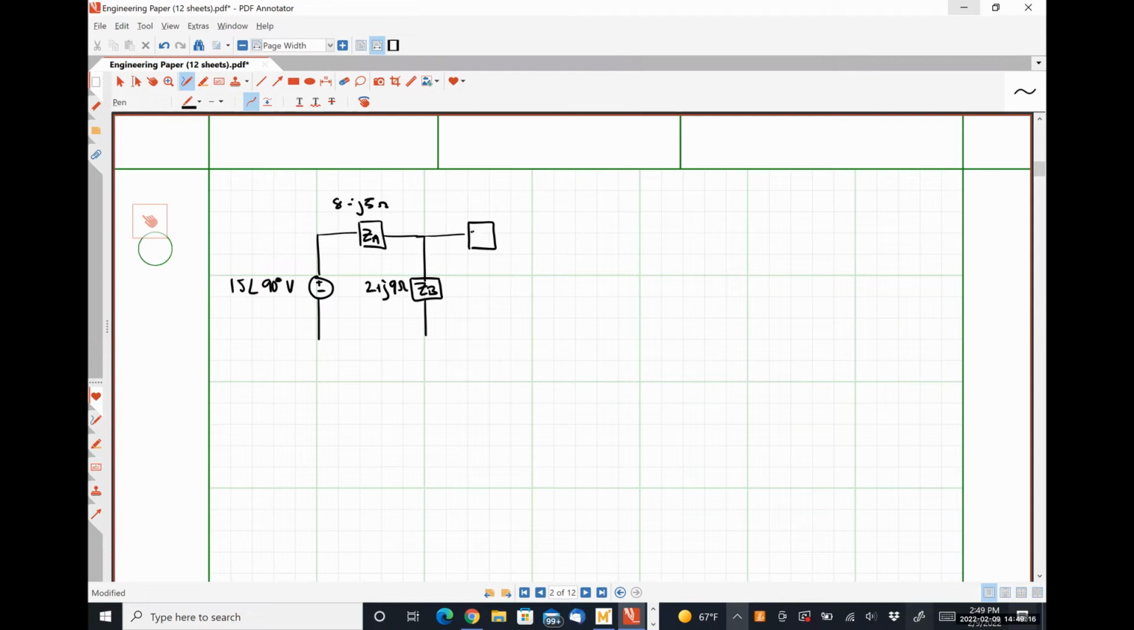an impedance ZC, which will be 5 angle 20 degrees ohms, and an impedance ZD, which I'll call 4 angle negative 10 degrees ohms. And I want to know this phasor voltage VD. All right.